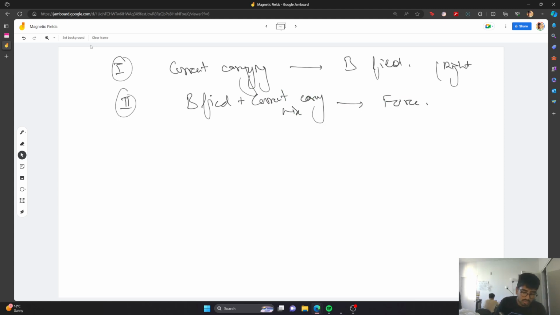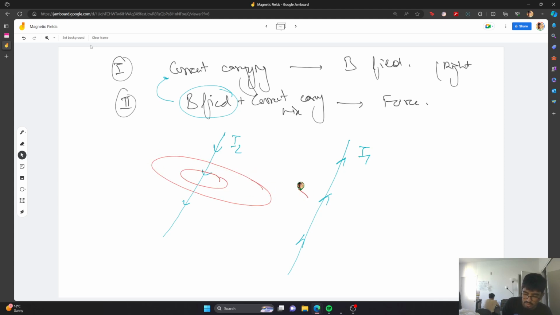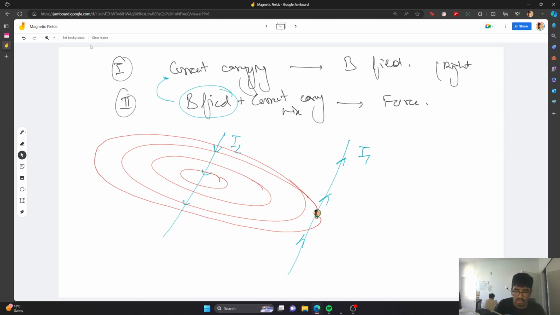So we can try to combine these two ideas, and say what if this B field was produced by another current carrying wire? So there are two current carrying wires. So this one, and say another current carrying wire, with a different I2 here. So this first I1 produces its own magnetic field, right? Which is in circles, and at this point, this magnetic field interacts with this current to produce a net force.